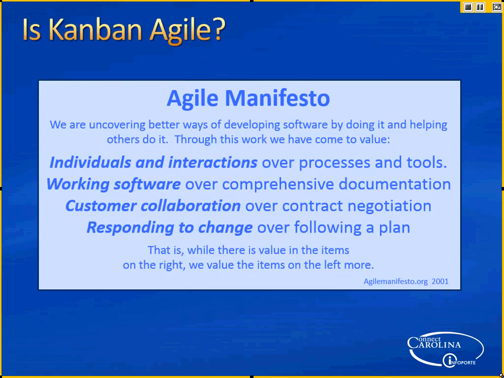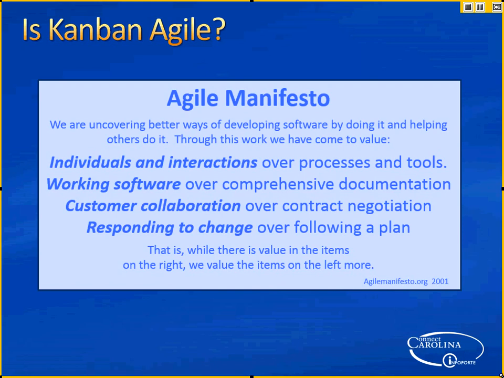So, is Kanban agile? This is the Agile Manifesto. To be agile, you have to meet these standards. You focus on individuals and interactions over processes and tools. Is that still true in Kanban? Yeah, I think it's true.